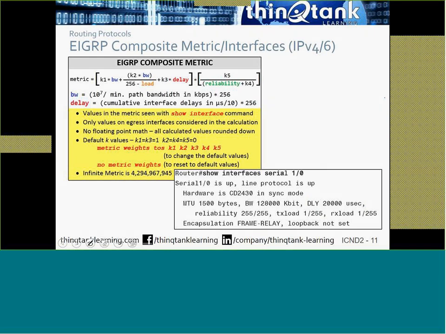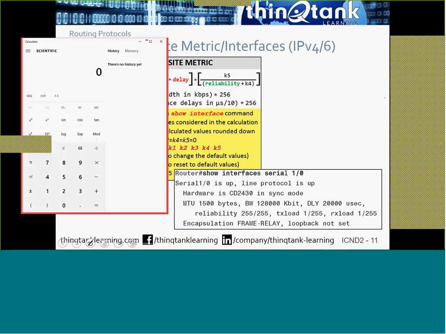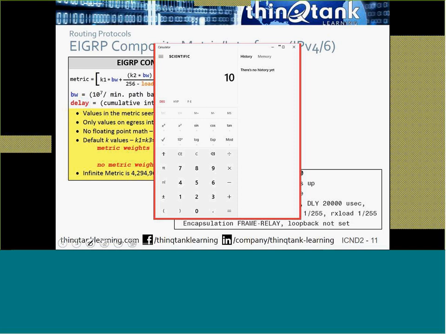Also, there's no floating point math. So if I have an interface that has a bandwidth of 1,544 kilobits per second, I take 10 to the power of 7 divided by 1,544 kilobits per second. That equals 6476 point something. You drop the fraction. There's no fractions. You round down, always round down. So when you're putting these numbers into a formula, make sure you always drop those remainders on every individual calculation.